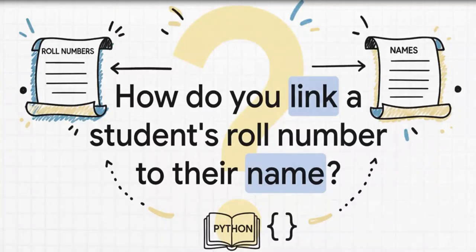All right, let's kick things off with a super common scenario. Imagine you're building a little system to keep track of students. You've got their roll numbers and you've got their names. The whole point is that each roll number is tied to one specific name, right? So, how do you actually represent that connection in your code?